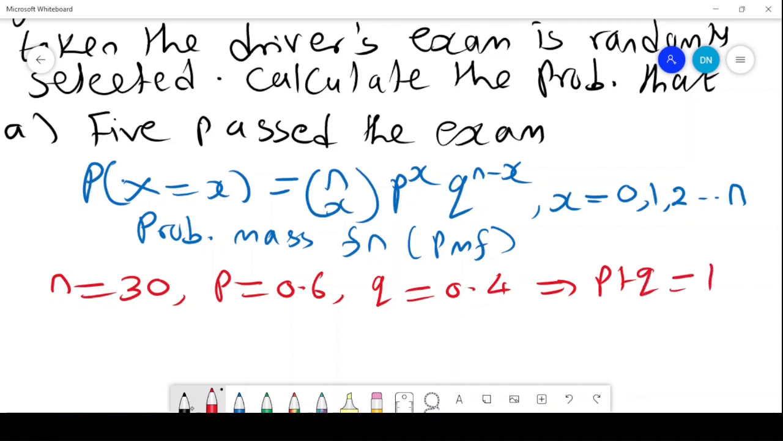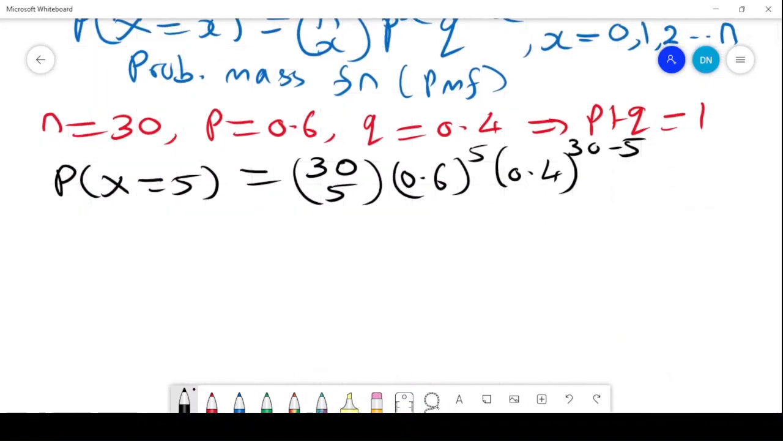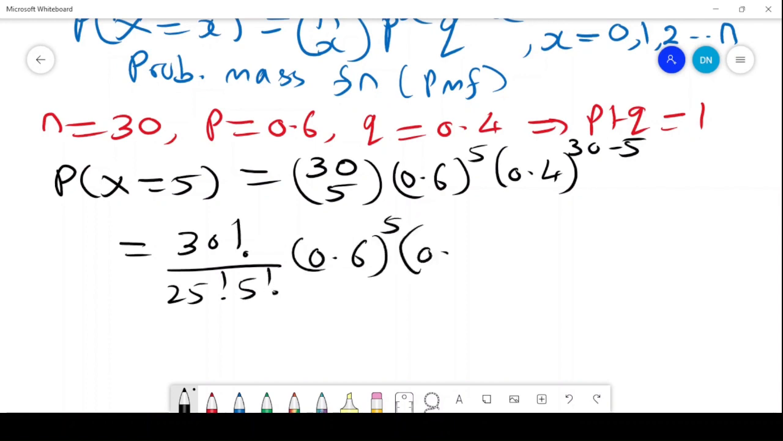If we are told 5 pass the exam, we are interested in the probability that x is equal to 5. So wherever there is n, I put 30, and for x I put 5. This is 0.6 to power 5, 0.4 to power 30 minus 5. That's the computation you are supposed to do. Without doing all the maths, this is 30 factorial over 25 factorial times 5 factorial, times 0.6 to power 5, times 0.4 to power 25.